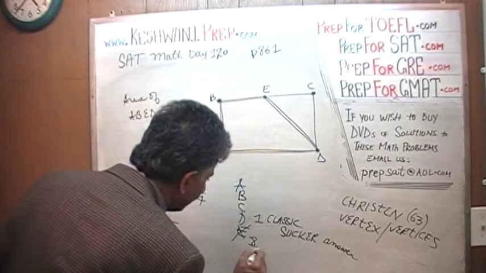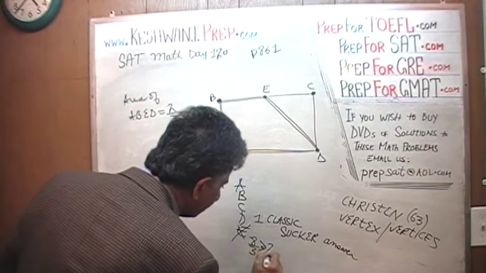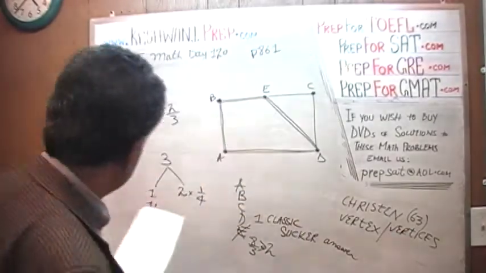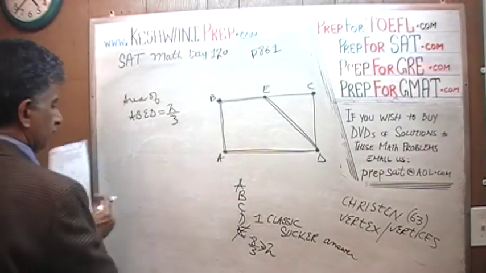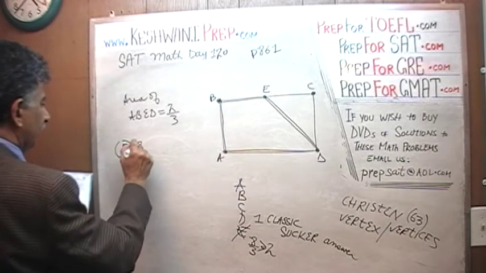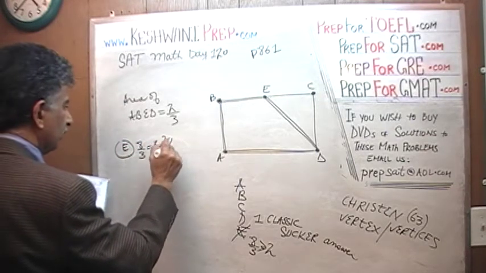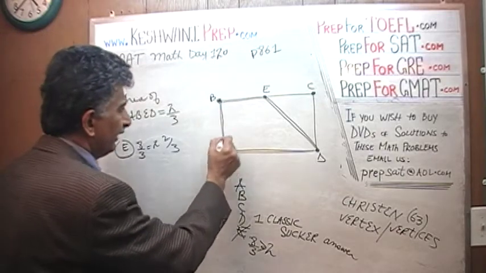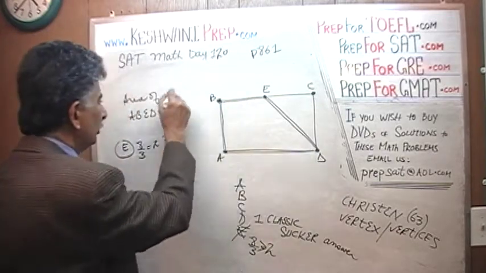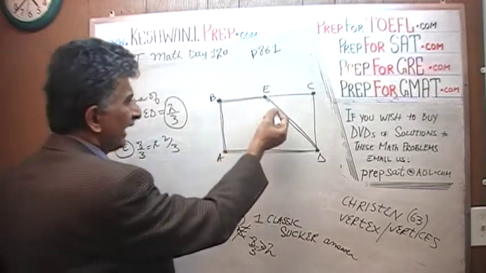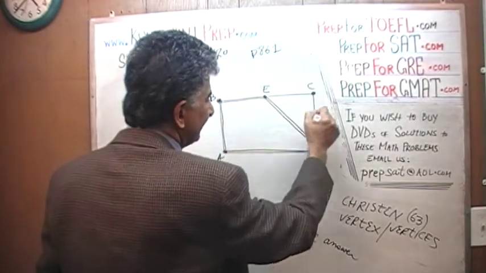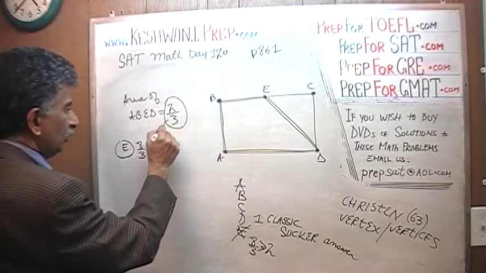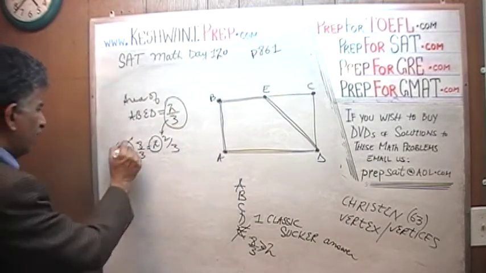E says 8/3. 8/3 is more than 2. E says 8/3, which is 2 2/3. I mean, use your common sense. If the area of ABED is only 2/3, do you really think that just by adding this part alone, just by adding ECD, this small triangle will go from 2/3 to 2 2/3? Of course not. This is too large.